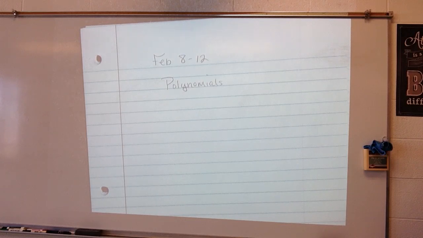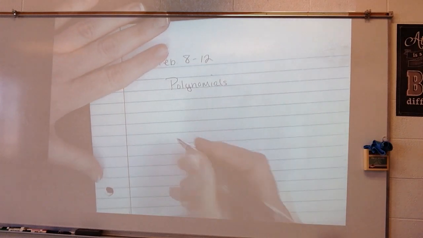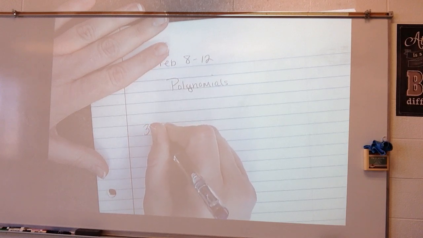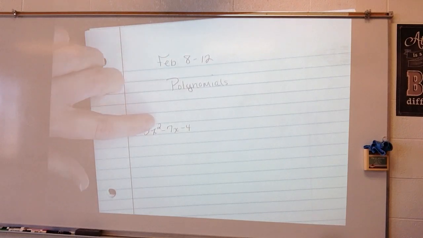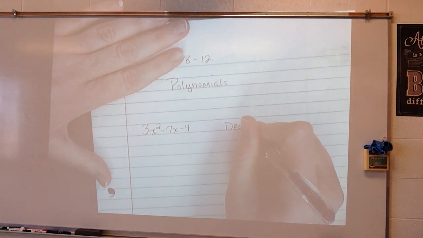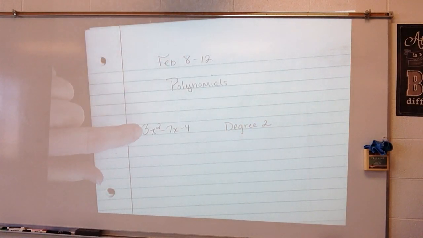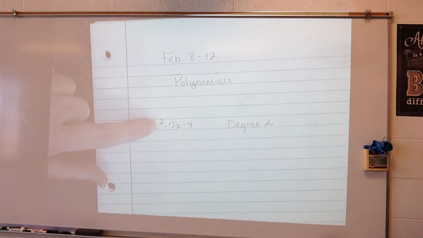So we are actually going to talk about the different types of polynomials. Polynomials are classified by the number of terms they contain and by their degree. The degree of the polynomial is the highest power of the variable. For example, 3x squared minus 7x minus 4 has a degree of 2. It is basically the highest exponent in your terms.